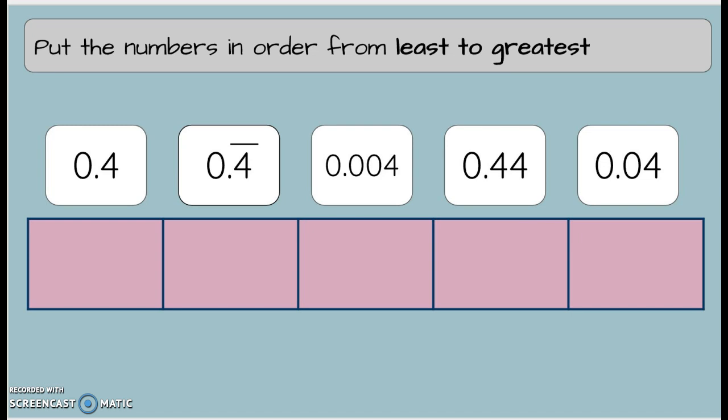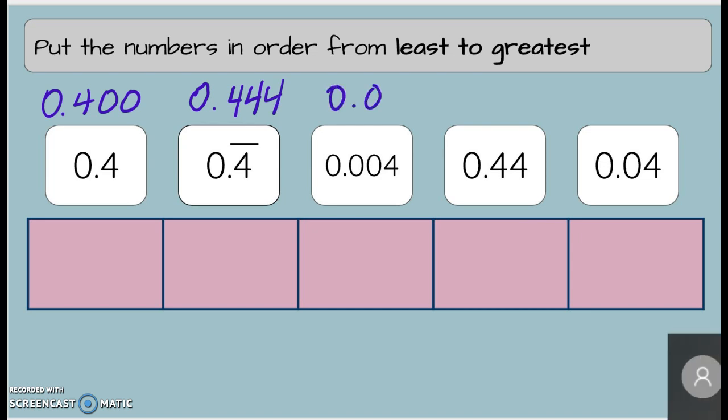In this case, I only have 1. So I can rewrite this as 0.400 because my math rules say that I can add any amount of zeros after the decimal and I'm not changing the value of the number. Okay, I notice my little repeating sign here. So this tells me that this really means 0.4 repeating. So I'm going to write this down as 0.444.